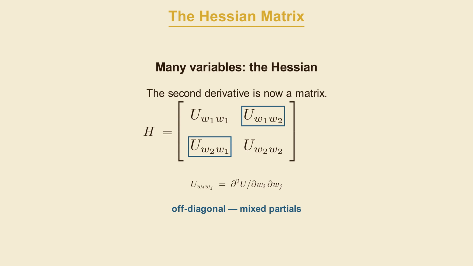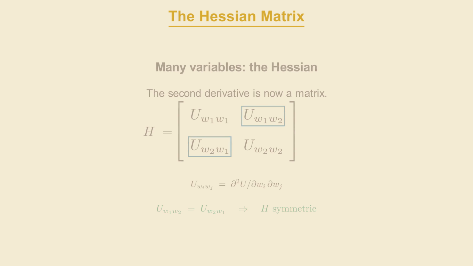One thing worth noting up front, the two mixed partials are always equal for the kinds of smooth functions that we work with. That result is called Young's theorem. Sometimes it's also called Clairaut's theorem, and so the Hessian ends up being symmetric for our purposes. The off-diagonal entries are going to match each other.